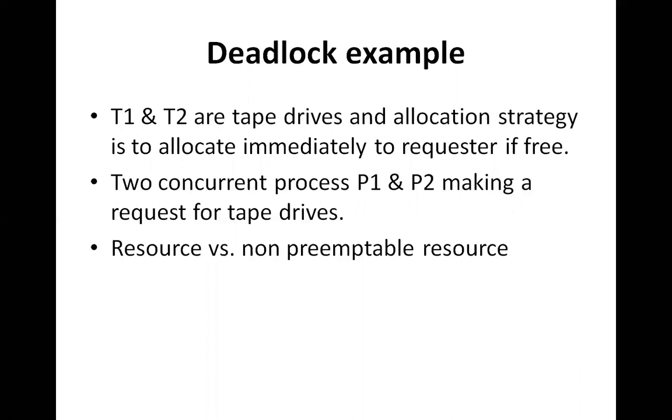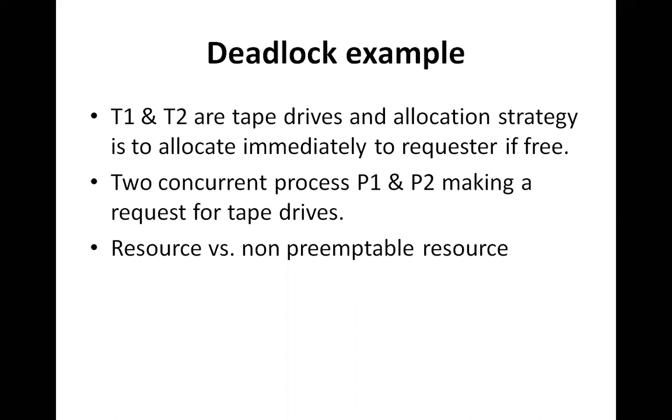Whereas P2 will not release T2 until it gets T1. Since P1 requires T1 and T2, and P2 also requires T1 and T2, and T1 is allotted to P1 and T2 is allotted to P2, unless one of these processes releases a resource, either T1 by P1 or T2 by P2, they will be in a deadlock situation.